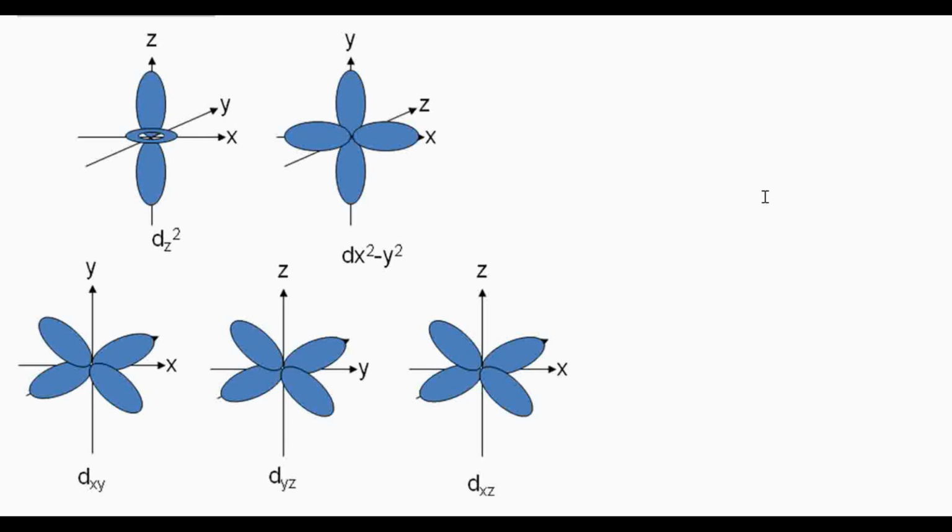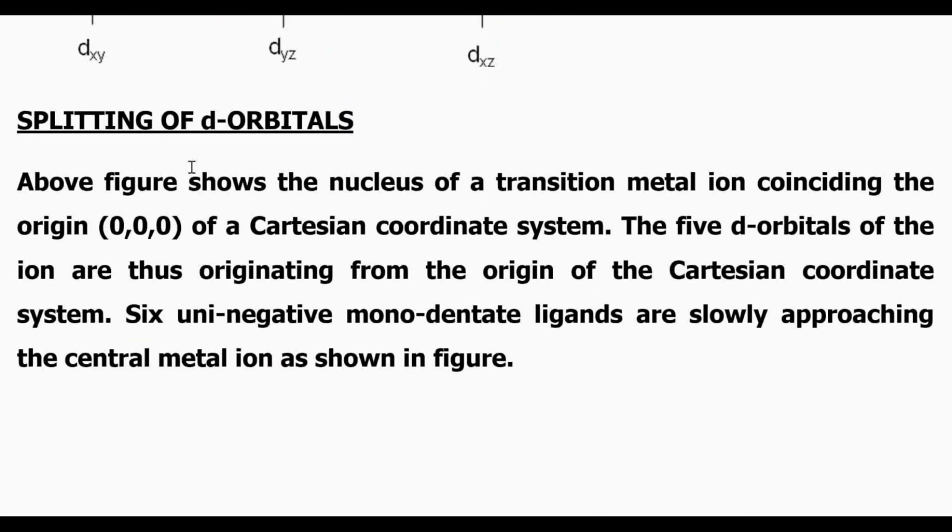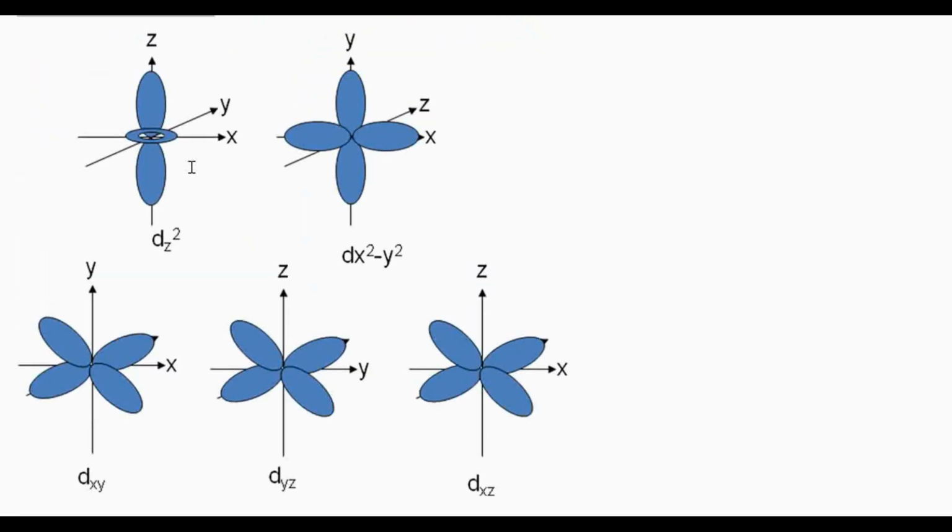So for L is equal to 2, you can have only 5 values of m, and therefore you can have only 5 d orbitals. In the dz square orbital you will see that the lobes lie on the z axis, and a little part is there on the y and x axis also. Now I will give you some more explanation on this. Actually, I have already given you the explanation on the orientations of the d orbitals.